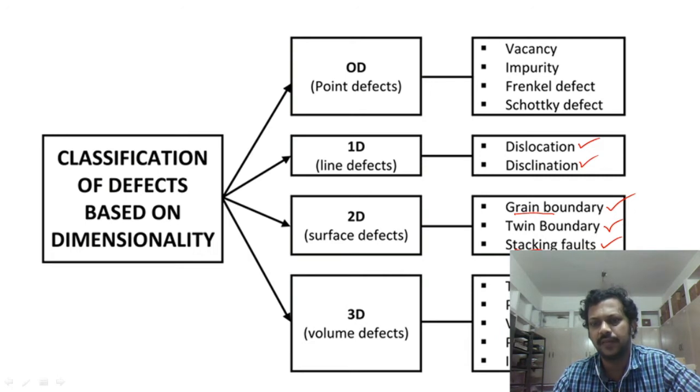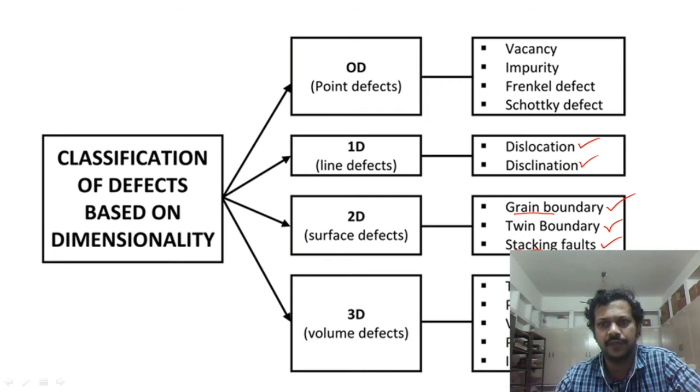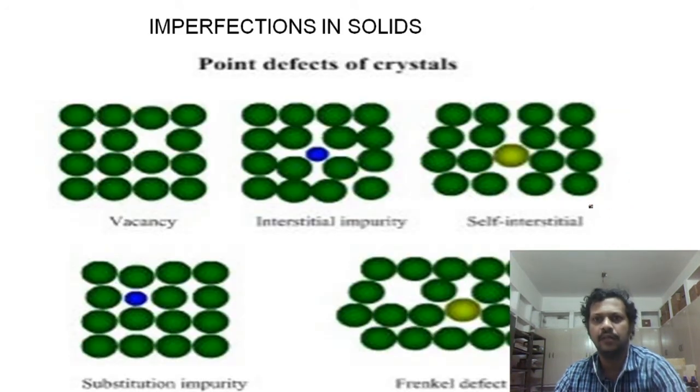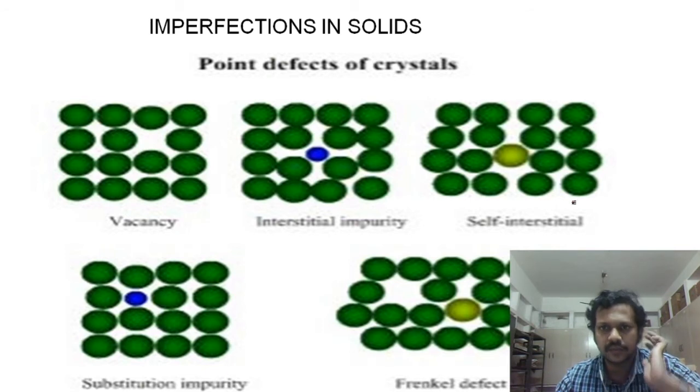This happens as a whole in a crystal. If the defects happen throughout the crystal, then it is called a volume defect. Right. So let us start with the point defects. Here, these are the point defects of a crystal. The first one is vacancy.